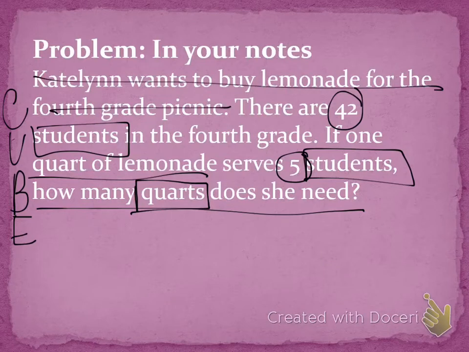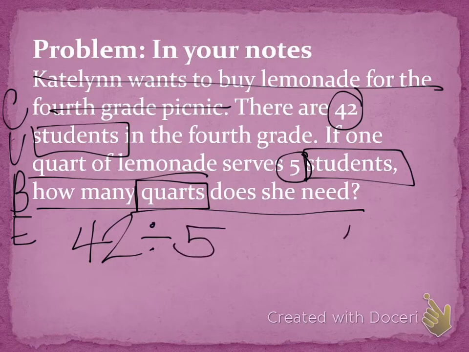All right, so sometimes in word problems with multiplication and division, I have to figure out if I need to know certain information. So how many quarts does she need? I know that she has 42 students in the 4th grade, and that 1 quart of lemonade is going to serve 5 students. So I'm trying to find out how many quarts she needs. So I'm going to use my division skills to divide 42 divided by 5.